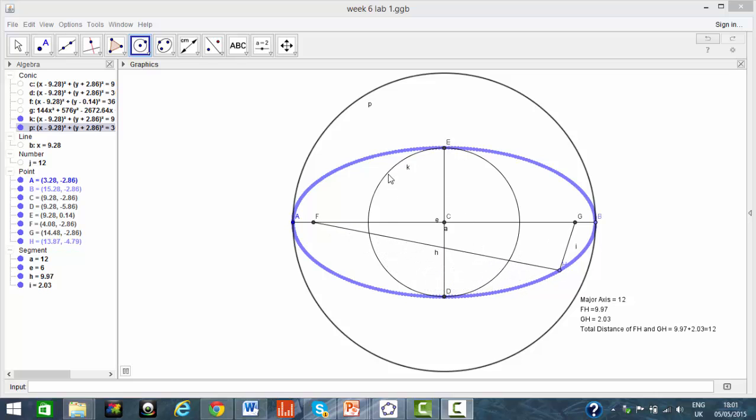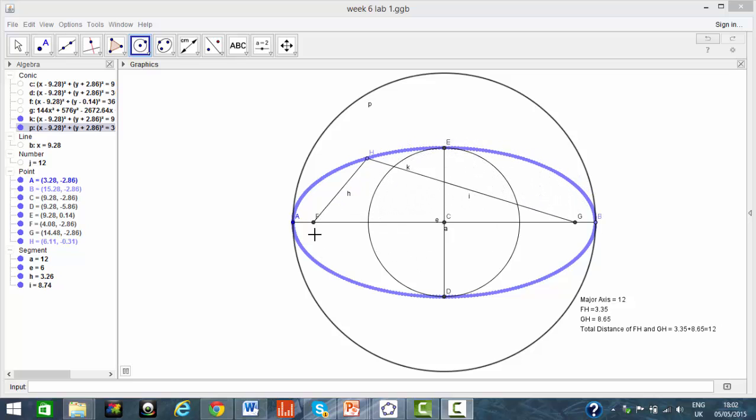Week 6, Lab 1. This is my resource on proving to you that the distance from the focal point to a point on the outside of the ellipse, back to the other focal point, will always equal the length of the major axis. So here today I made a little animation using circles, lines, segments and points.